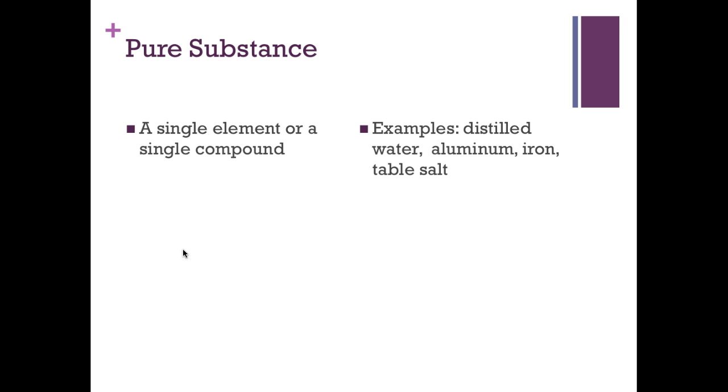Some of these are made up of multiple elements, like distilled water. We have hydrogen and oxygen. Aluminum and iron, those are single elements. And then table salt, that is sodium and chlorine being combined together in a compound. They're still considered pure because they're chemically bonded together.